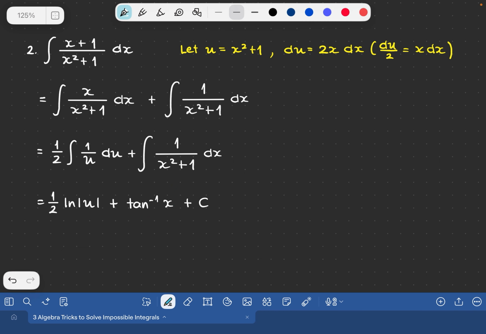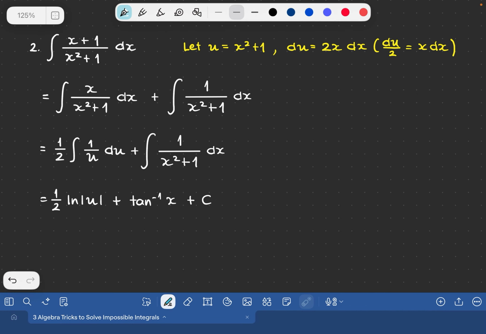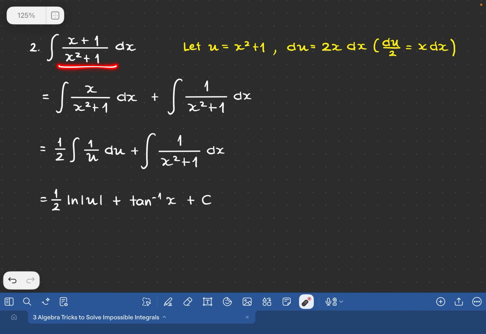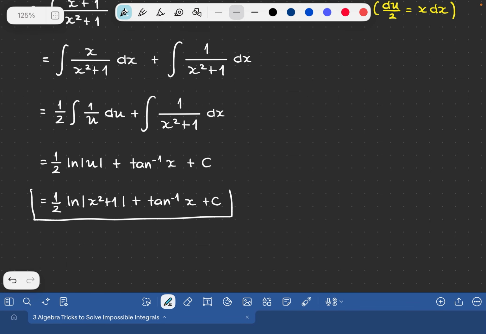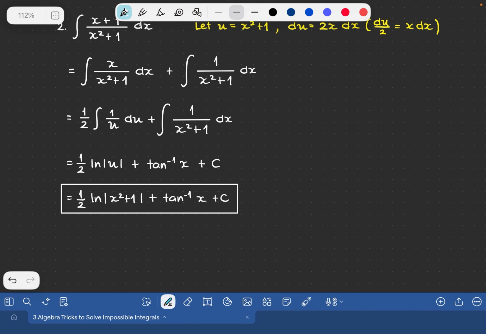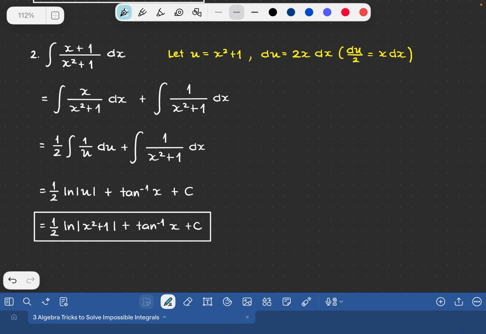Good. Then once you have this, again, when we start with x, we need to end with x. So we just replace the u here with the corresponding x. So this simplifies to 1 over 2 ln of x squared plus 1 plus tangent inverse of x plus c. This is the answer for this problem. So that's pretty nice. The key here again is to split.